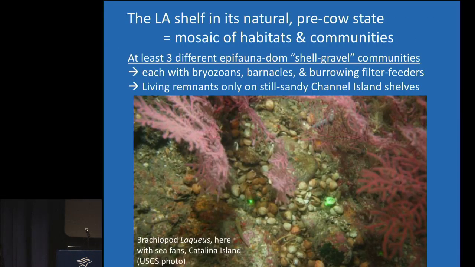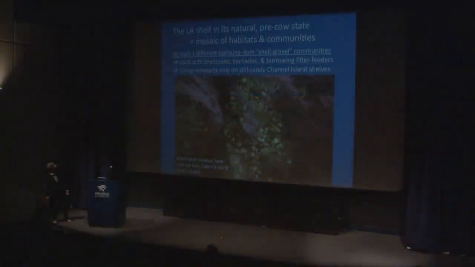I think it's clear from the dead shells that the LA and Orange County shelf in its natural, what I call pre-cal state, had a whole mosaic of habitats and communities out there. In direct contrast to the really quite monotonous, widespread muddy sand, sandy mud that we have today. The middle shelf was a mosaic and had at least 3 different kinds of communities living just on shell gravel.